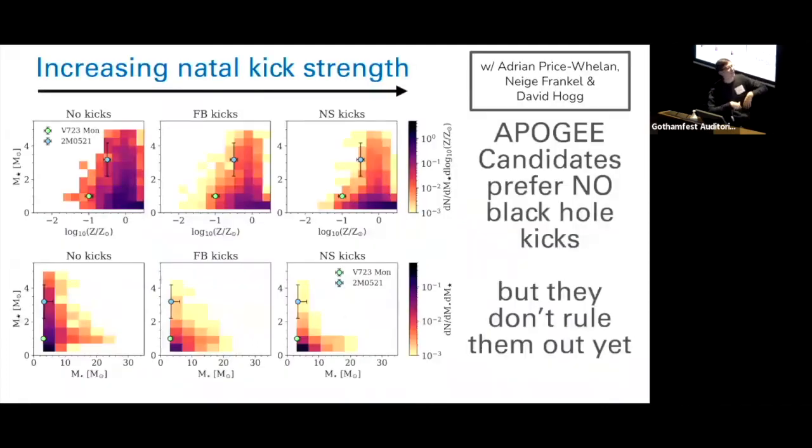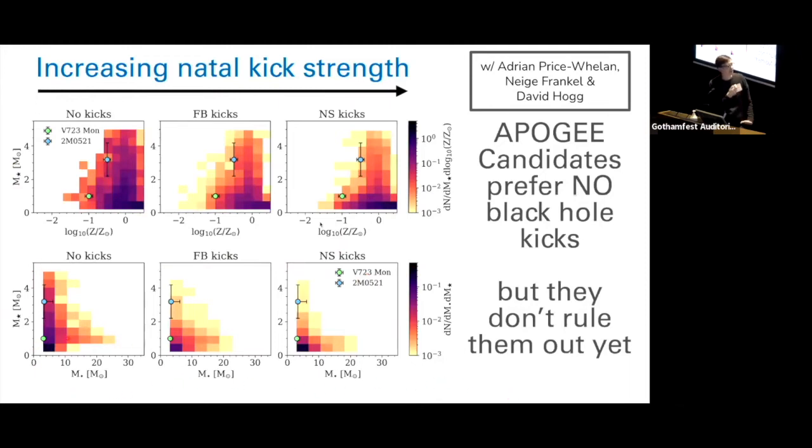As just a quick example of some of the things that I'm thinking about, this is some work that I've been working on with Adrian Price-Whelan and Nej Frankel, as well as David Hogg. And here we're considering two APOGEE candidates of a luminous red giant star orbiting a black hole candidate. On the first set of plots, I'm showing you the luminous giant star mass versus metallicity. And then on the second set is luminous giant star mass versus black hole candidate mass.